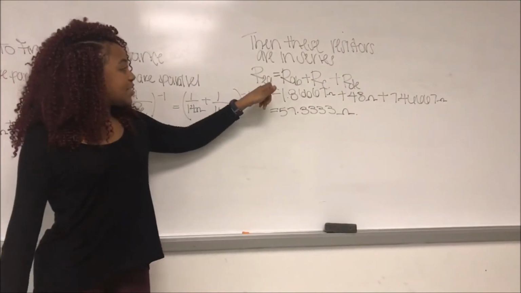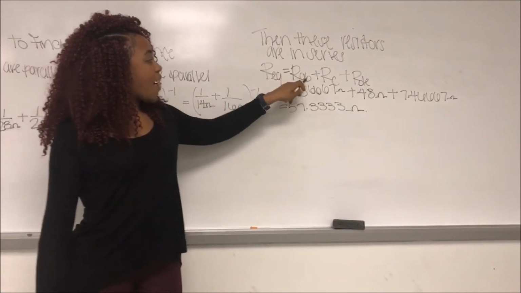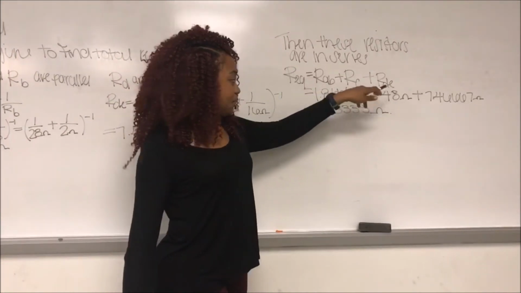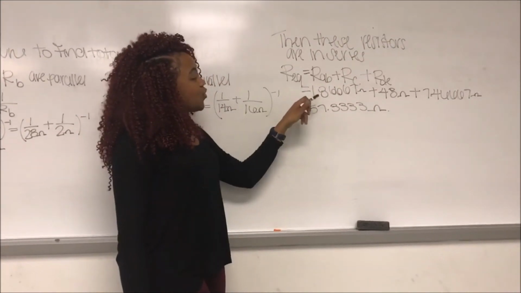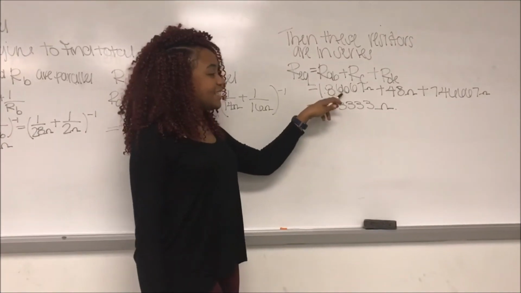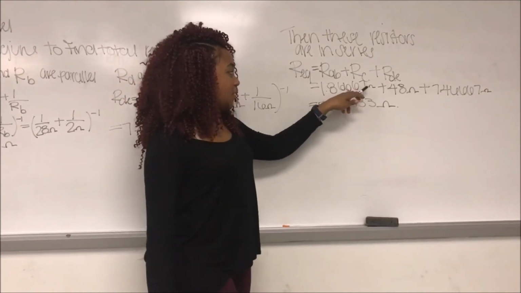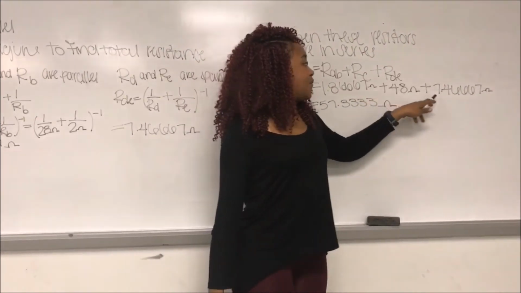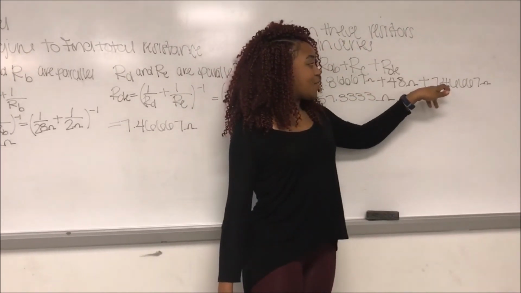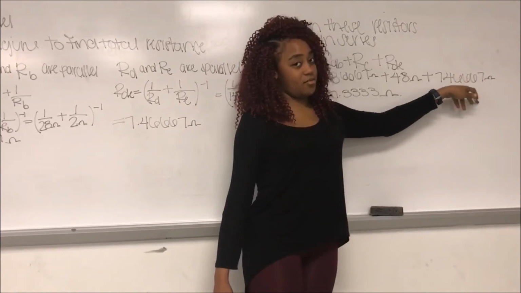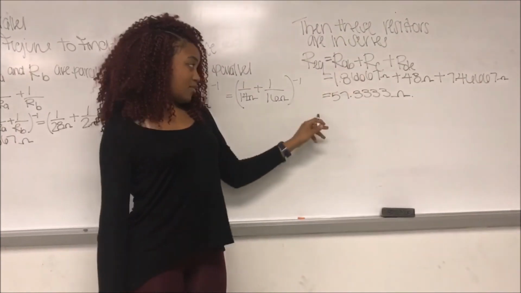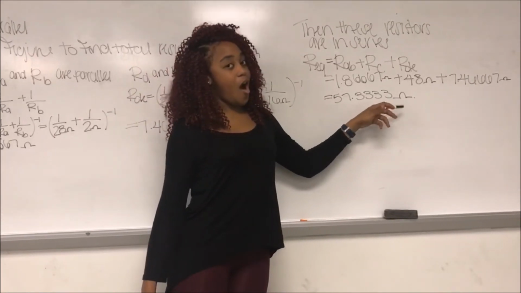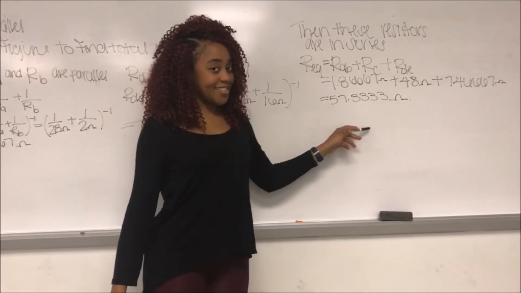We have the total resistance equal to RAB plus RC plus RDE, which is going to equal 1.86667 ohms plus 48 ohms plus 7.4667 ohms, which is going to equal 57.3333 ohms. Thank you.